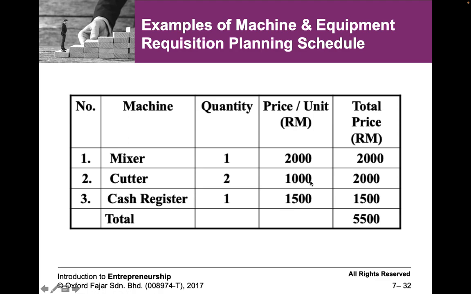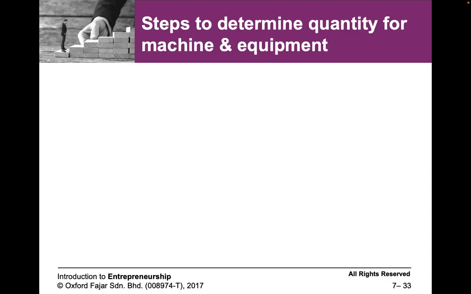Now we have technology advancement, whereby you just need to Google the price of the machine, then you will get the price for each of the machines. Okay, it is easy to Google, right? You can get the estimated price of these machines. And then how to determine the quantity for machine and equipment.